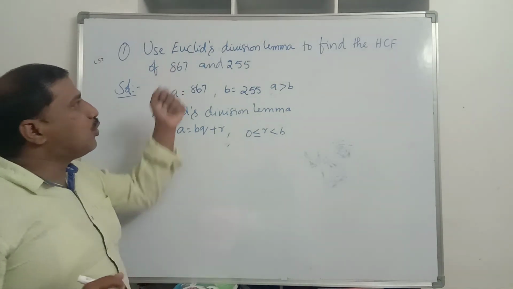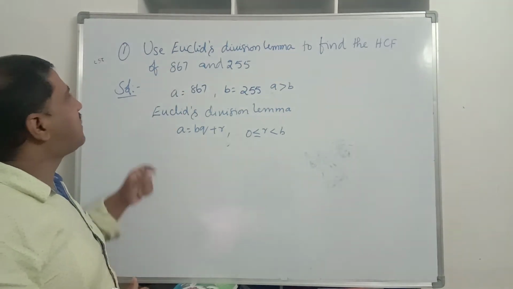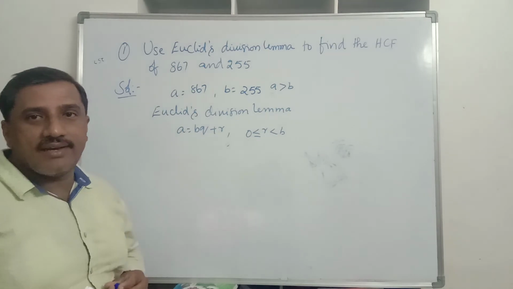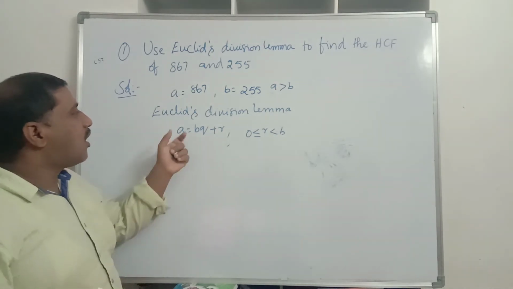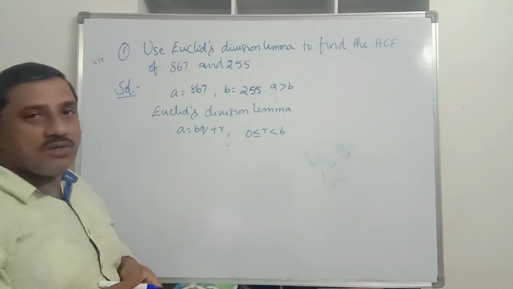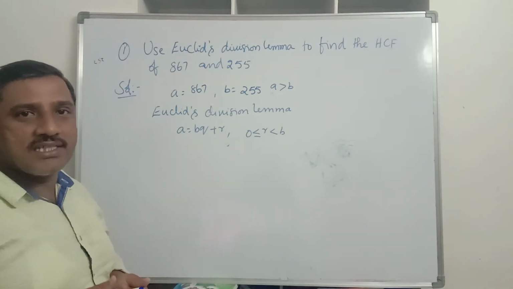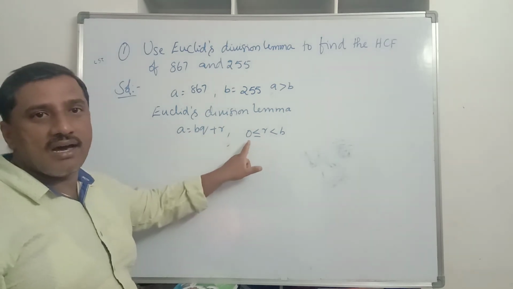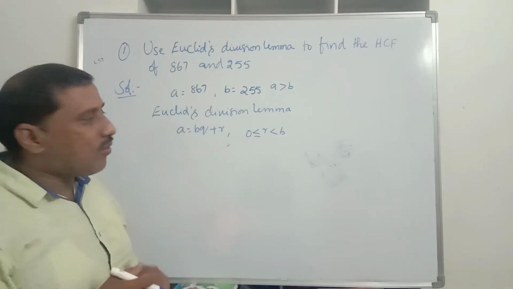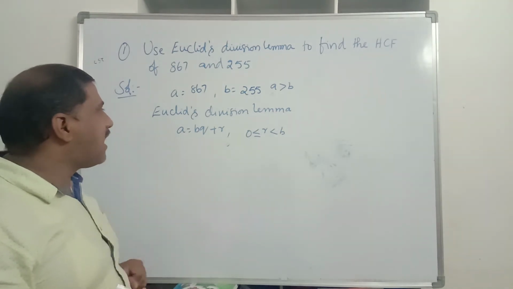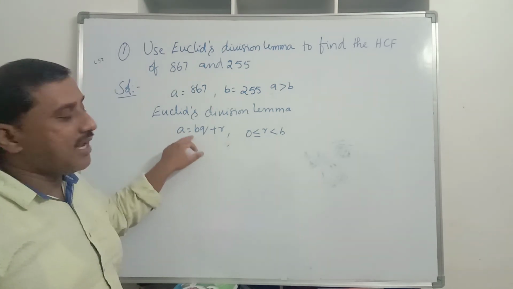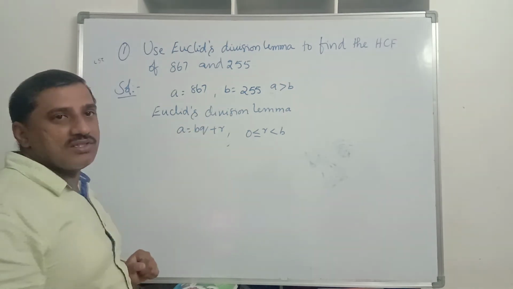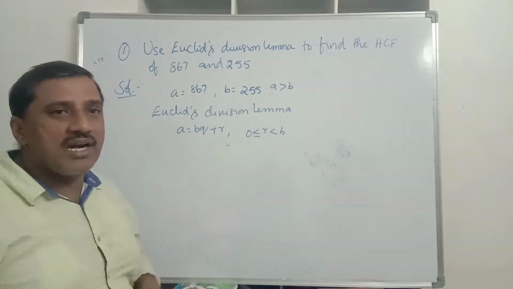One more sum. Use Euclid's division lemma to find the HCF of 867 and 255. Here a is equal to 867 and b is 255. So what is Euclid's division lemma? If a and b are two integers, then there exist two integers q and r such that a is equal to bq plus r, where r is greater than or equal to 0 and less than b. Now b will be the HCF of a and b when the remainder r is equal to 0. Till we reach remainder 0, we need to continue the steps.